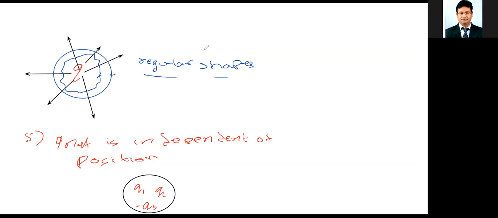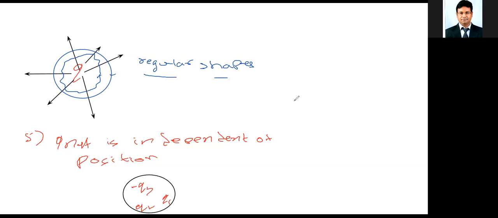Then I'll change their positions. Let us say I'm bringing this Q1, Q2, Q3 to different positions. Suppose I'm bringing this minus Q3 here. Then I'm taking this Q2 here and Q1 here. I'm changing the positions. If I change the positions, obviously you see that the net flux is not changing. Net flux through the surface is not changing. Try to understand that point very clearly. So this is another important aspect.